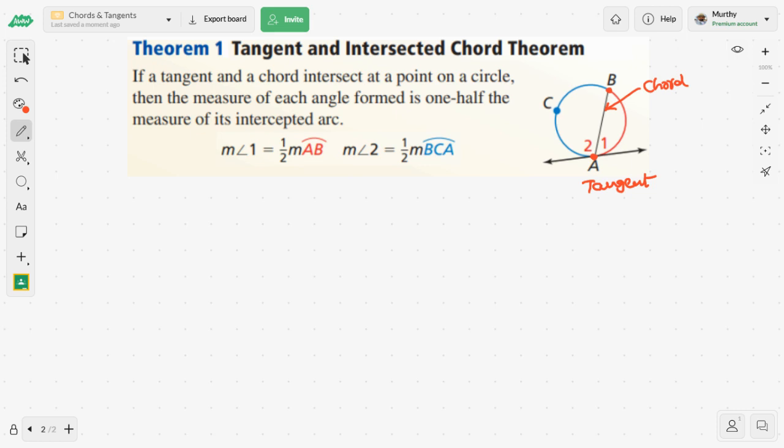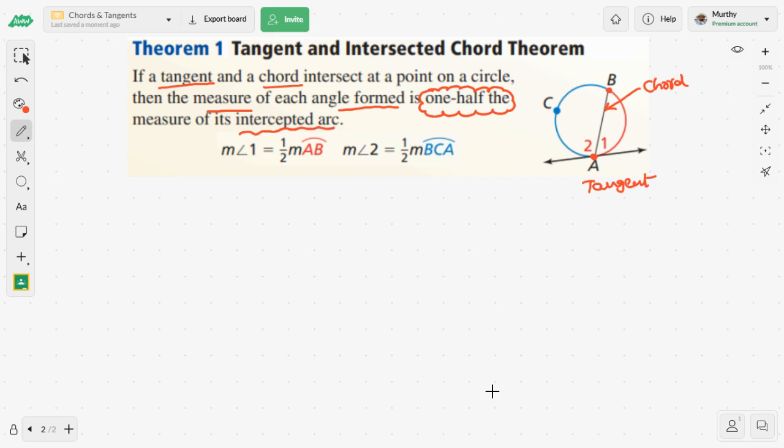Now let's read the statement. If a tangent, yes, I'm taking a tangent, and a chord, I'm taking a chord here, intersect at a point on the circle, then the measure of each angle formed, so here is one angle and here is another angle, there are two angles formed, is one half of the measure of the intercepted arc.